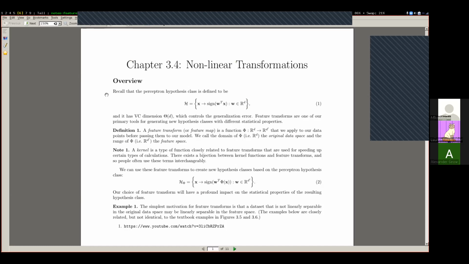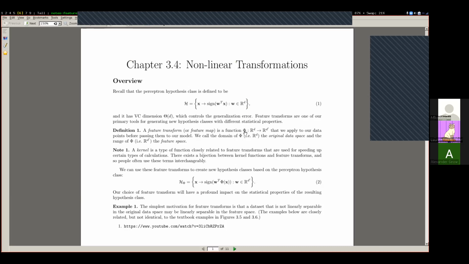So again, up here at the very beginning, we just defined this perceptron hypothesis class in the previous notes. And the most important thing, if you remember one thing about it, is that the VC dimension is theta d. And we care about the VC dimension because it controls our generalization error. What we're talking about in this section here is a feature transform or a feature map. And that's what's defined here in definition 1.